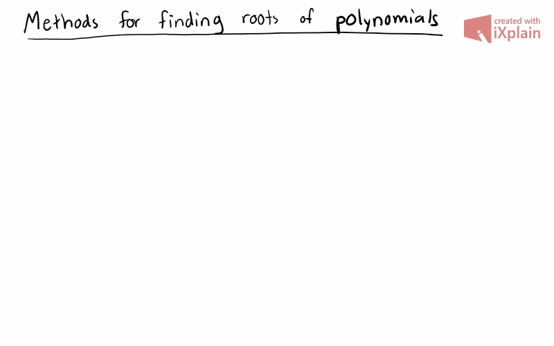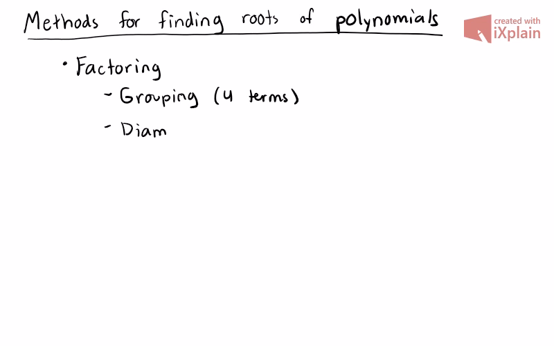So the first thing that you should try when you're given a polynomial and asked to find the root is see if it factors. Most of the polynomials that you encounter will not factor, but it's worth a try because it is one of the easier methods. The two common types of factoring that you will see in these problems are factoring by grouping, which we can use for any polynomial with 4 terms, and then the diamond method, which works for polynomials with 3 terms.